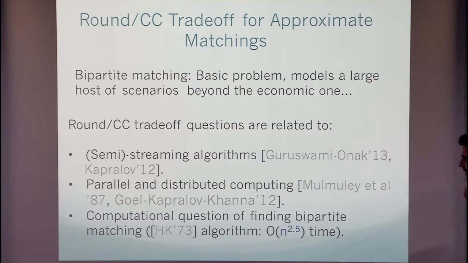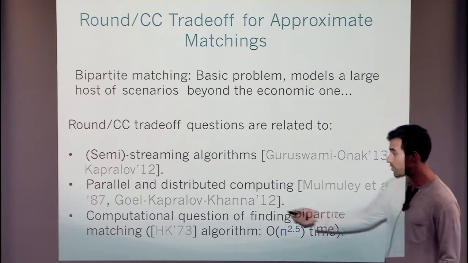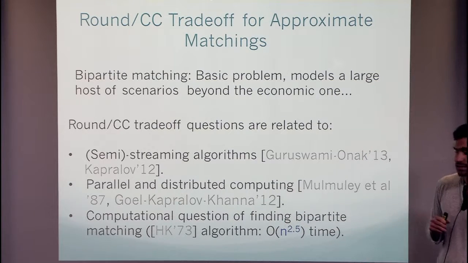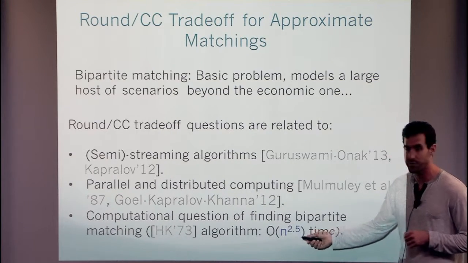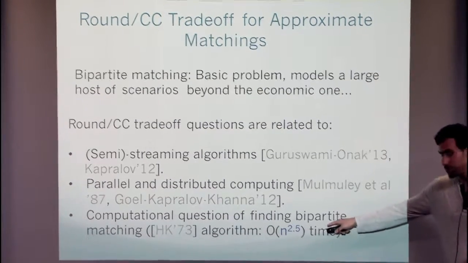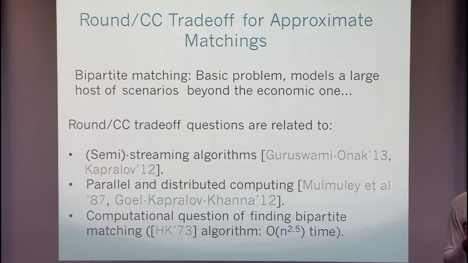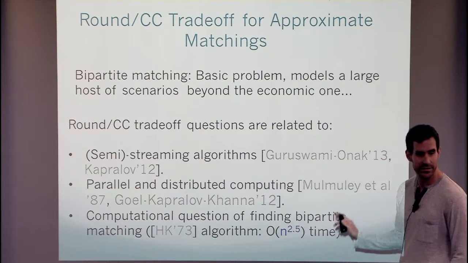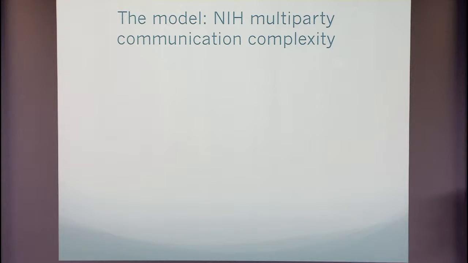It was suggested that somehow studying this problem in the communication model can even bring computational insights into the pure computational problem of finding a maximum matching in a bipartite graph, for which the best known algorithm is the 40-year-old Hopcroft-Karp algorithm. And improving this n to the 2.5 to anything better than that is a huge question. So this is as far as philosophy and motivation.